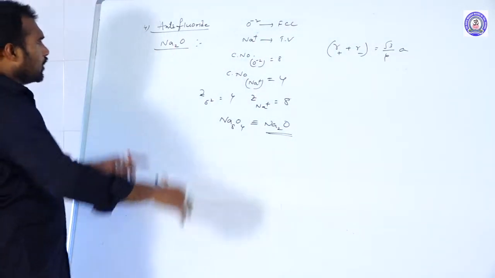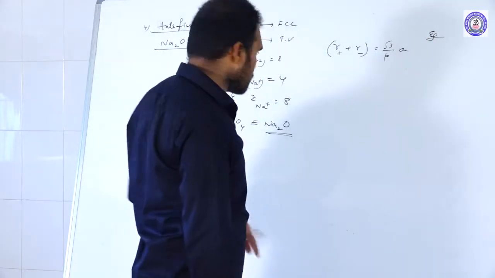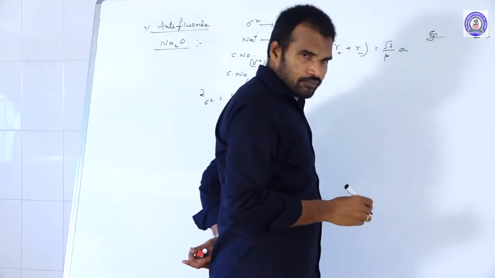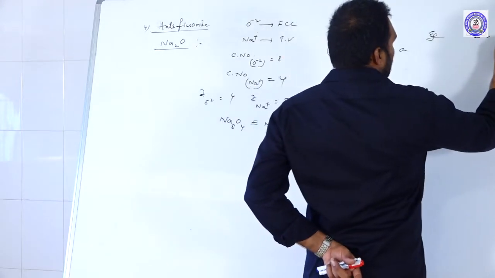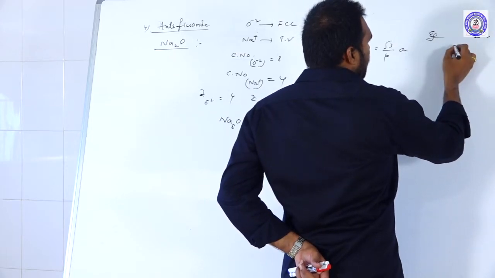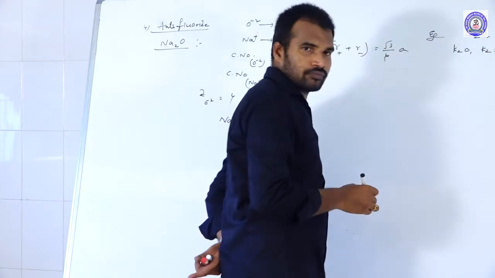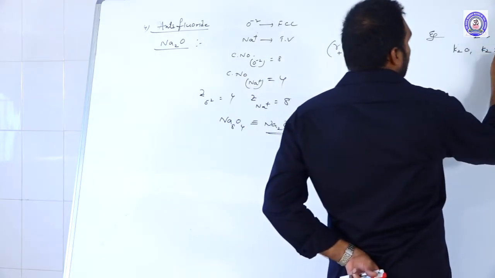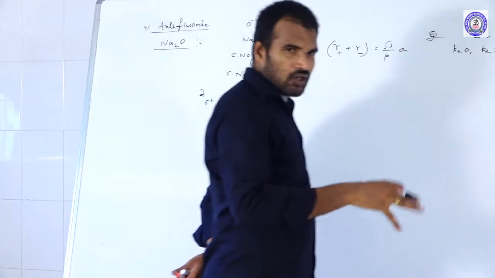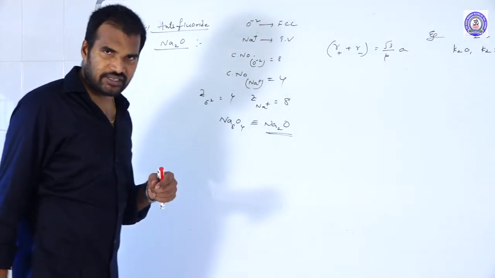Like anti-fluorite, what are the other salts which are showing the same crystal lattice? Like that, lithium oxide will form. Oxides of 1A group elements, Na2O and Na2S, next K2O, K2S, so these are the salts. Means oxides and sulfides of 1A group elements will show the anti-fluorite structure.